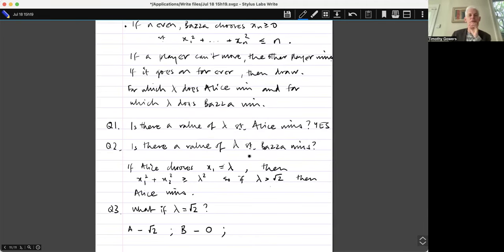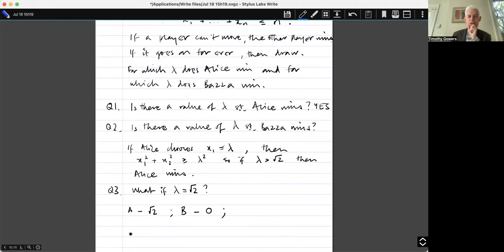Then what? So now we have that x1 plus x2 is root 2. So the condition that Alice must satisfy is going to be root 2 plus x3 is less than or equal to 3. So this next move is not forced. But what if Alice chooses 3 minus root 2? So I'm sort of interested actually.